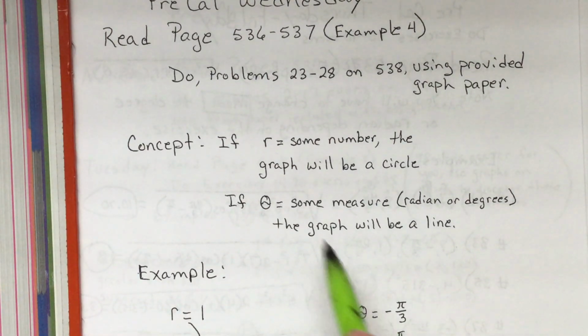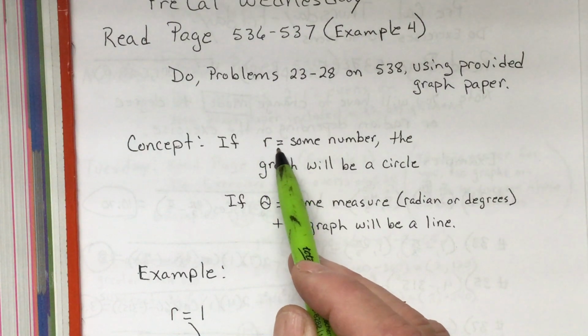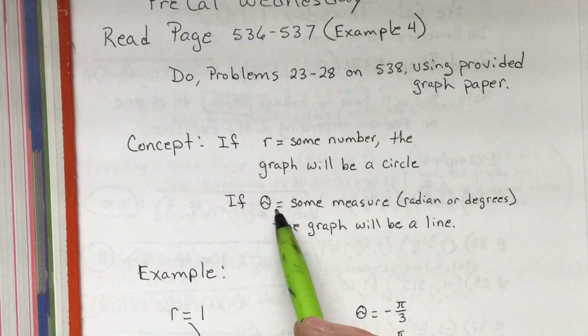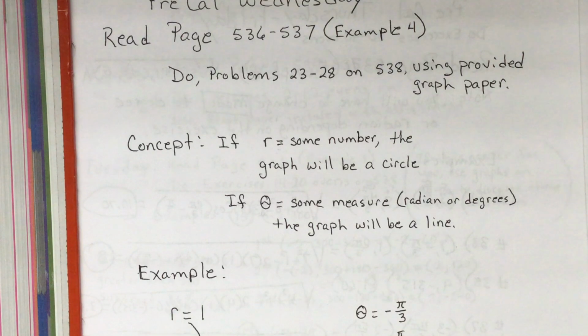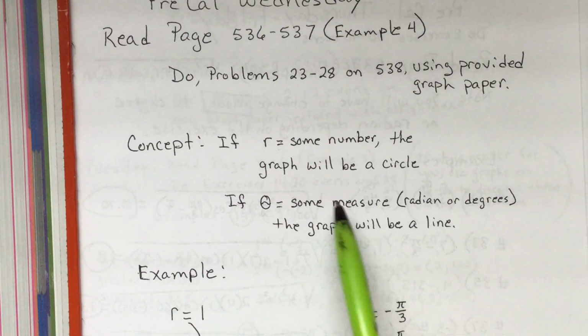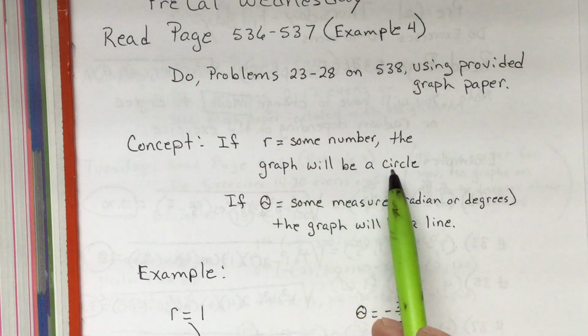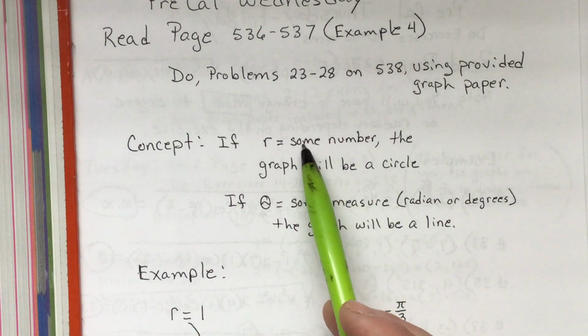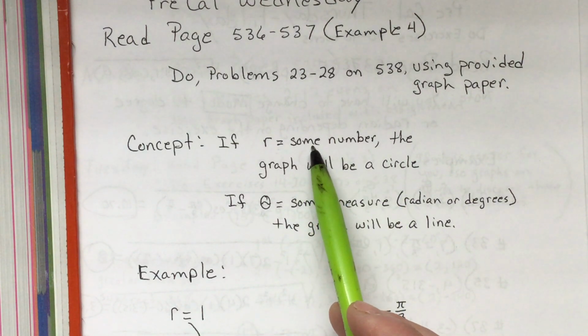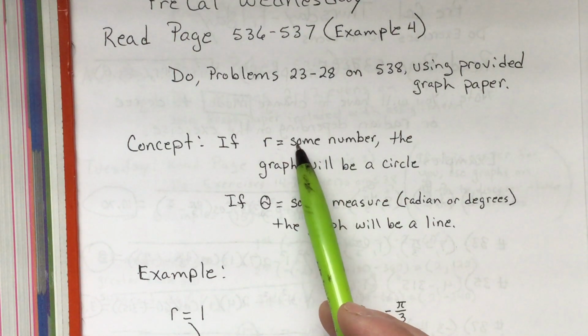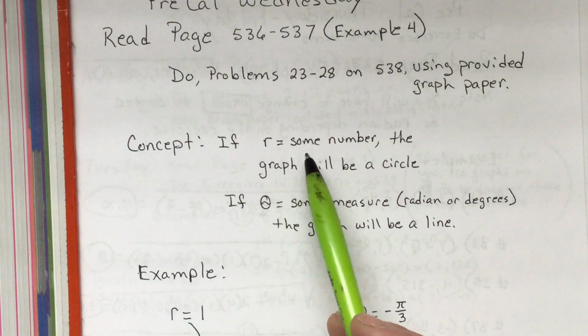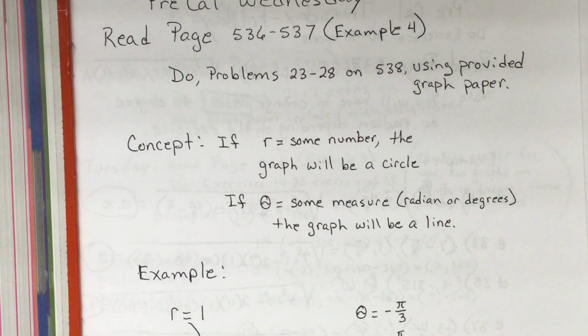Right, in some of them you will be given a value for r. Some of them you'll be given a value for theta. It could be radians or it could be degrees. If you're given a value for r, it's just going to be a circle. You will count up from the origin this number of units, and then you will draw a circle all the way around the origin, staying this number of units away.